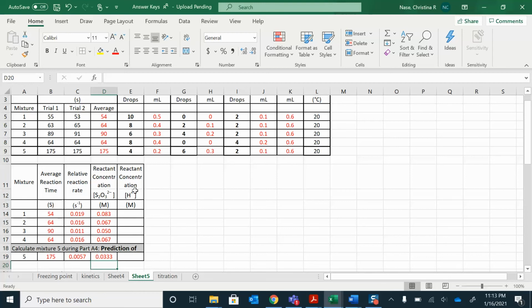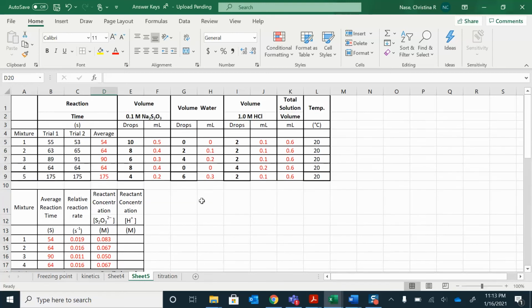So for the HCl, we're representing it by H plus because HCl, when you put it in water, is going to dissociate into ions. It's the H plus that's reacting in this reaction. The chloride ion is just a spectator ion. Same thing with the sodium, right? We didn't consider the sodium over here. That's just going to be a spectator ion. The real reaction is happening with the H plus and the S2O3.